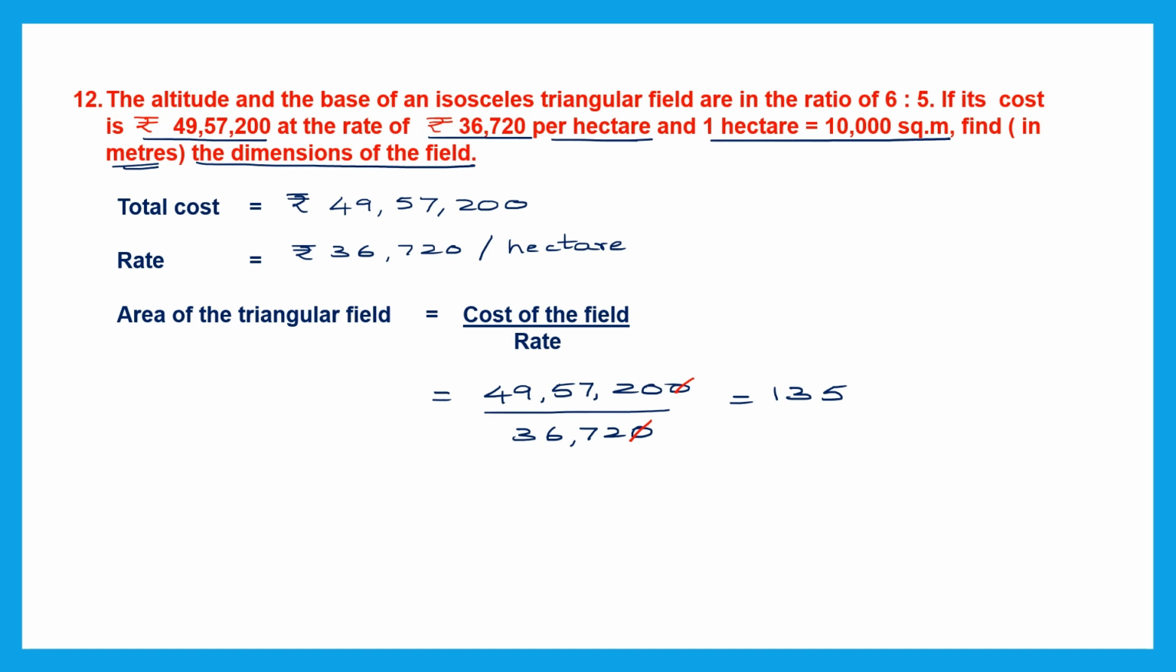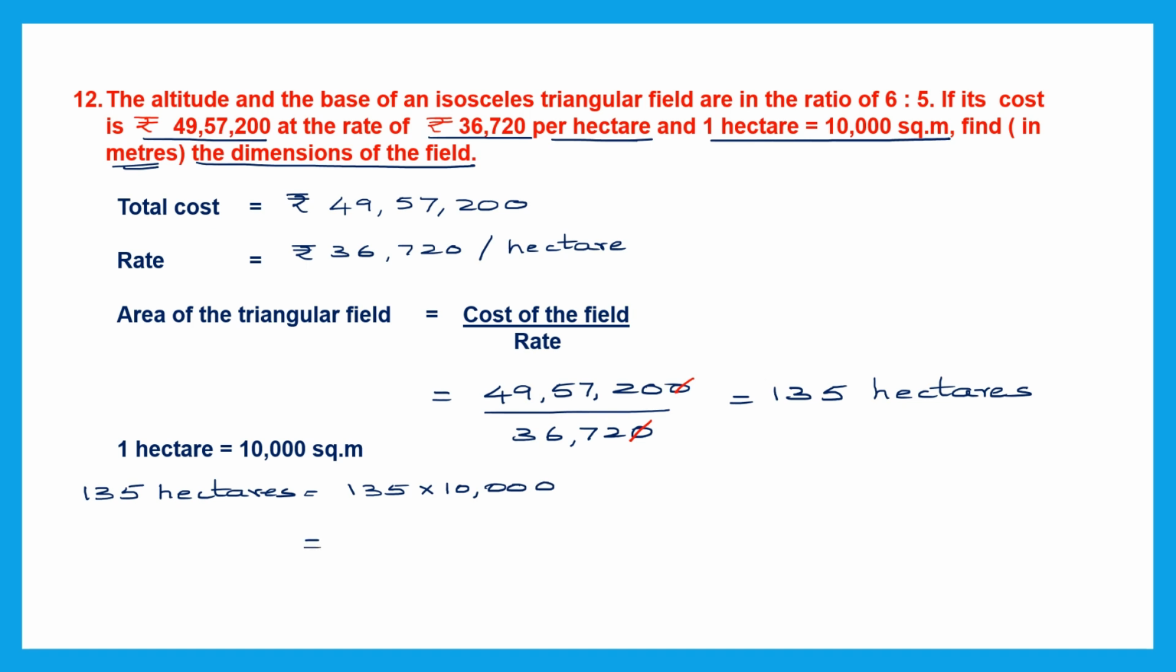We have found the area, and now this is in hectares. The unit is in hectares. So we have 135 hectares. Now we have to convert it to meters. Here it says convert it to meters. So 1 hectare is 10,000 square meters. So 135 hectares will be 135 into 10,000.